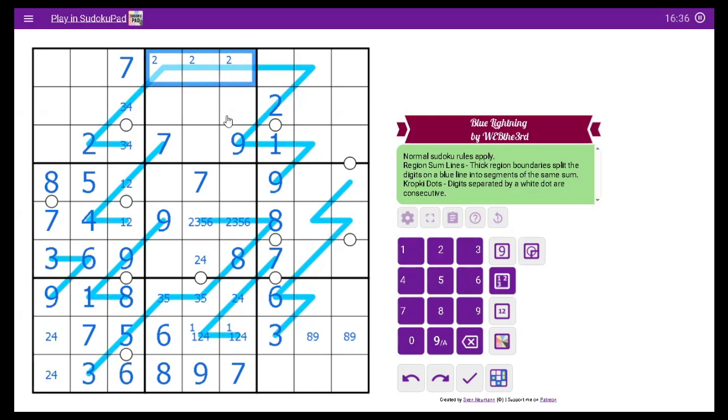3-cell region sum that will ultimately sum to 9. These two sum to 9. I'm sorry, these two sum to 7. And they're not 1, 6, or 2, 5. So they are 3, 4. To which we know the order for 3.